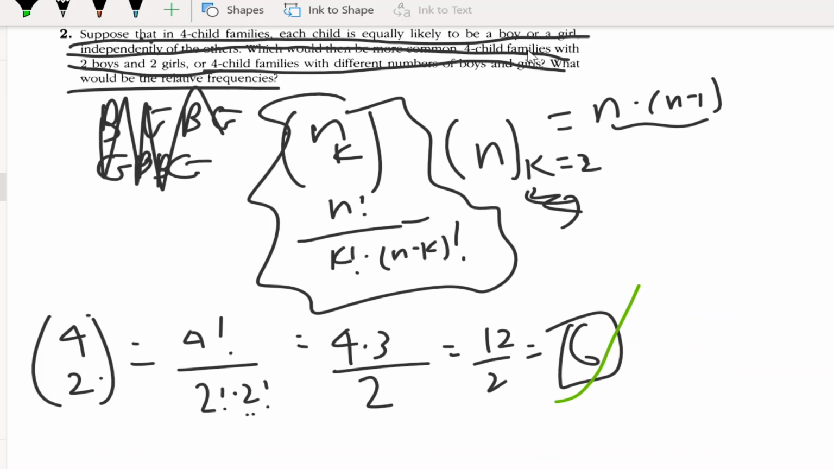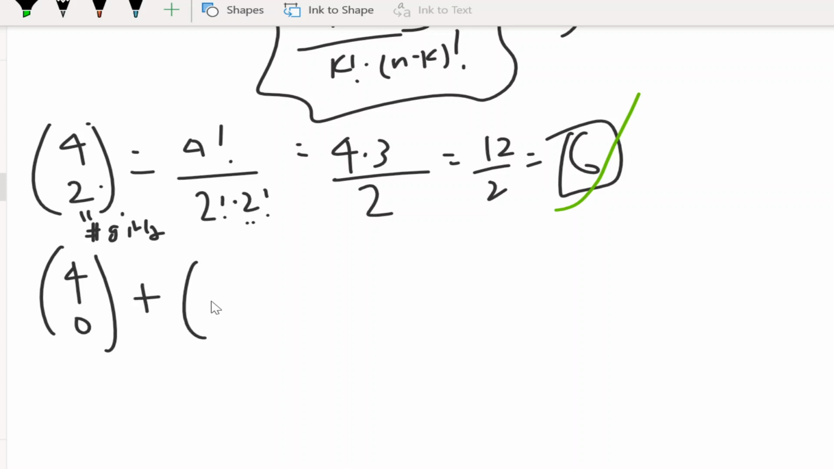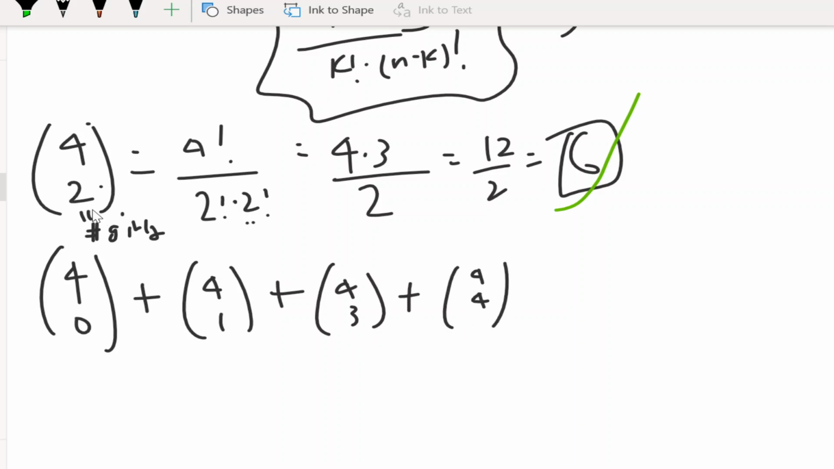Cool. So then, which would be more common? 4-child families with 2 boys, 2 girls, or 4-child families with different numbers of boys and girls? For this one, we would just do all the remaining possibilities. Let's say k is the number of girls, then we'll say 4 choose 0 plus 4 choose 1 plus 4 choose 3 plus 4 choose 4. So basically everything except the even number of boys and girls.